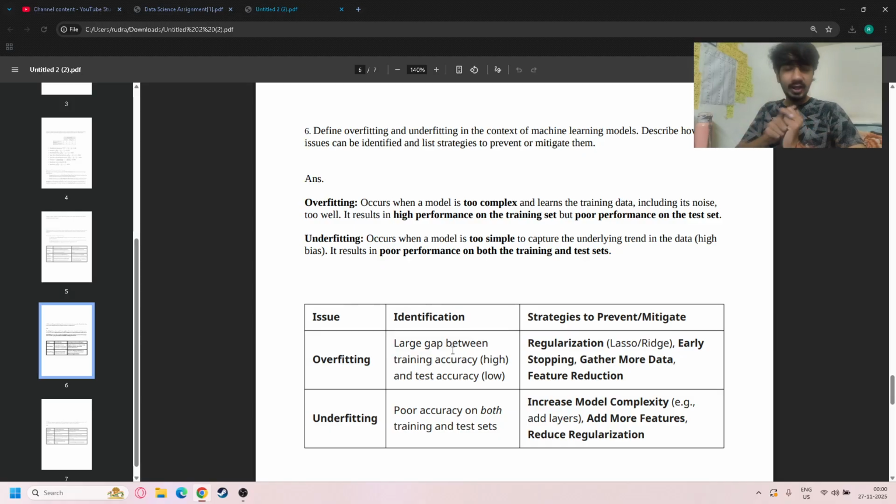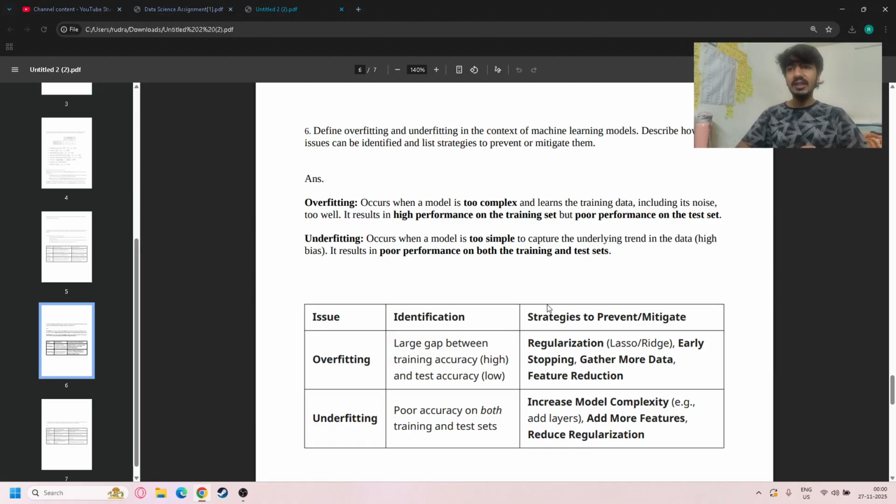Now underfitting, how can it be identified? We can identify it by poor accuracy on both the training and test sets. There is a low on this set, there is a low on this set, it's continuously low. So when this kind of situation happens in both training and test sets, where performance is very low, that situation is known as underfitting.